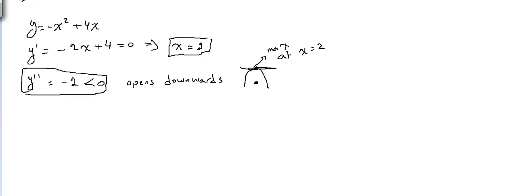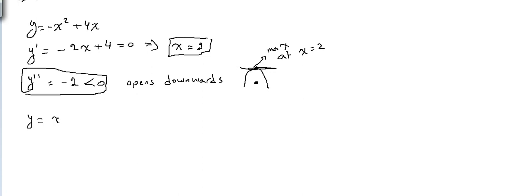So if the second derivative is negative, then we have a maximum point. If the second derivative is positive, then it has a minimum point. If the second derivative equals 0, the second derivative test fails, okay? And we can say that it gives me an inflection point. We are going to see it in another example. Let's see this example first.